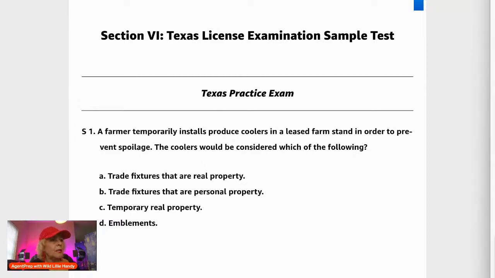All right. Question number 1 for the Texas License Examination Sample Test. A family temporarily installs produce coolers in a leased farm stand in order to prevent spoilage. The coolers would be considered which of the following? A, trade fixtures that are real property. B, trade fixtures that are personal property. C, temporary real property. Or D, emblements. And so far I've got Sophia saying B. Awesome.